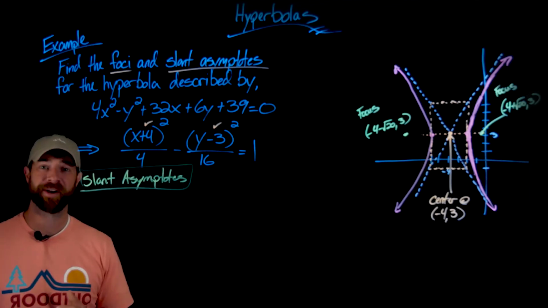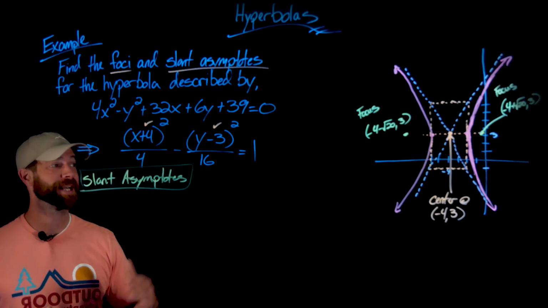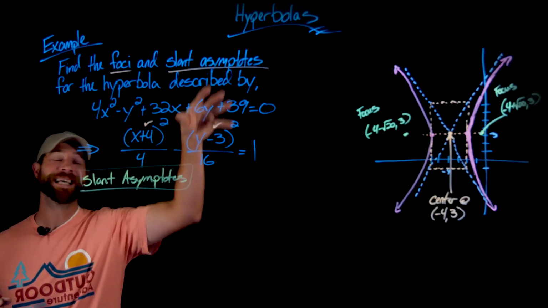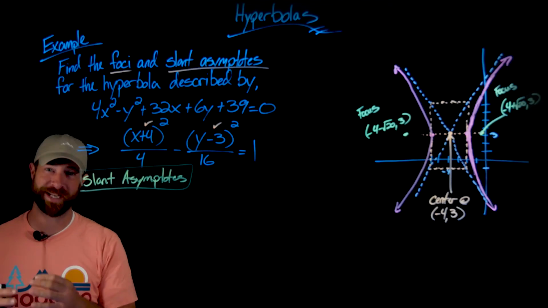All right, finally, let's talk about the slant asymptotes. I've drawn a great graphical representation of those slant asymptotes, but we're being asked to give the equation of the slant asymptotes or identify them.